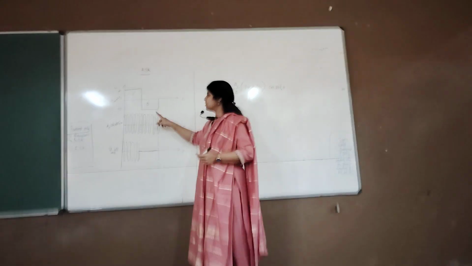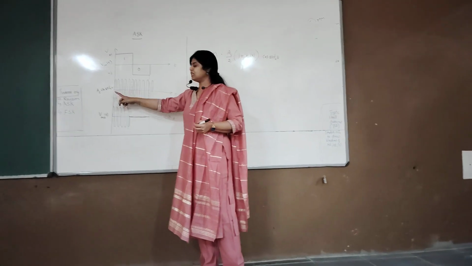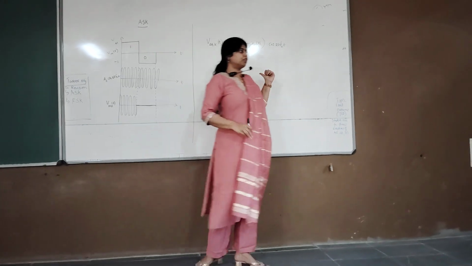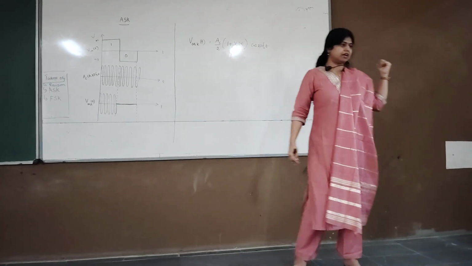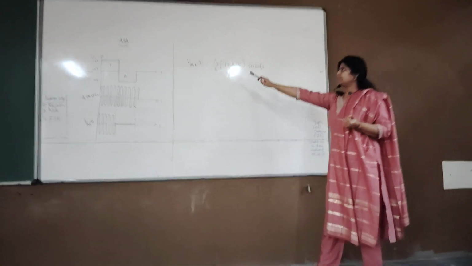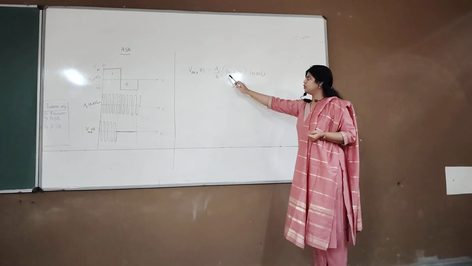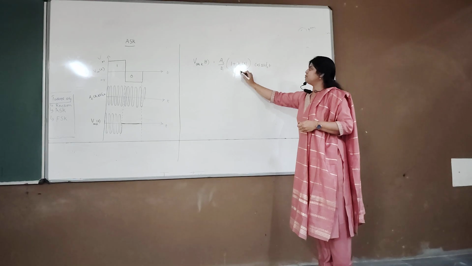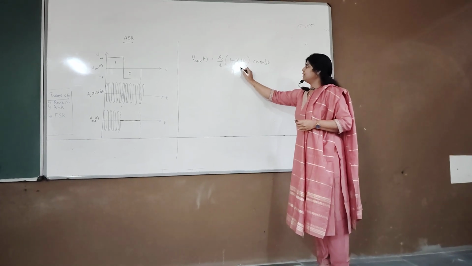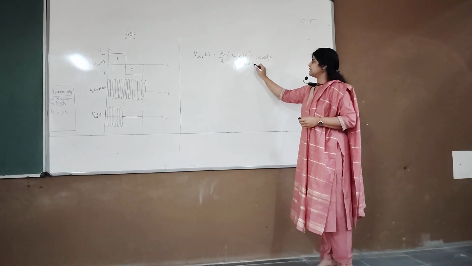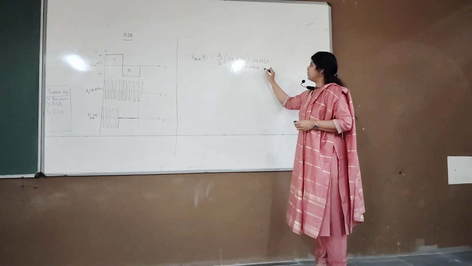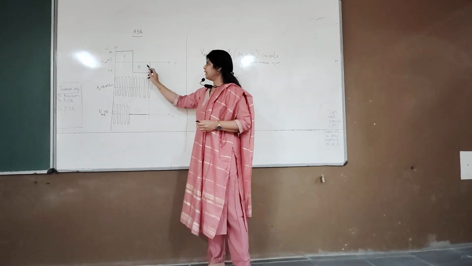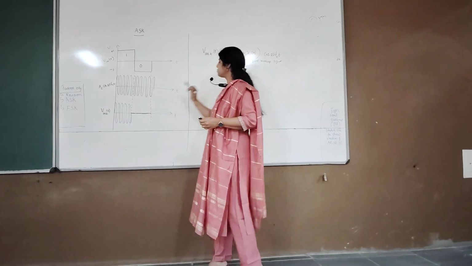The carrier signal is represented as AC cos 2 pi FCT and we see how we are going to get the corresponding output. This is an amplitude shifting equation which we discussed in the last class, that is VASK of T equal to AC by 2 into 1 plus VM of T cos 2 pi FC. This VM of T is the representation of a digital message. Now let us find out for logic 1 condition what is the corresponding output and for logic 0 condition what is the corresponding output.